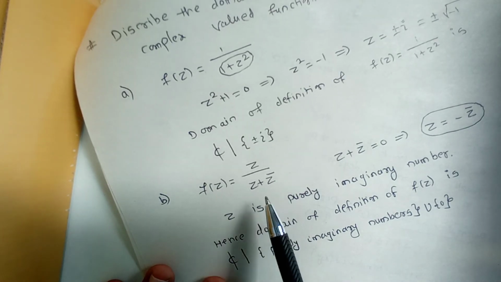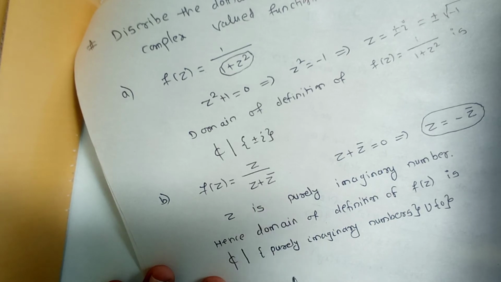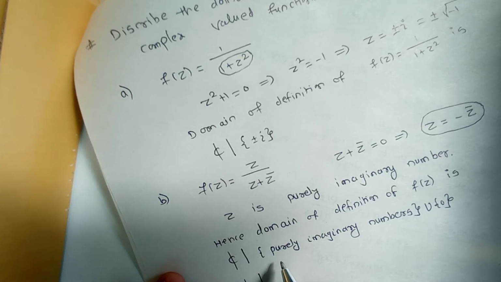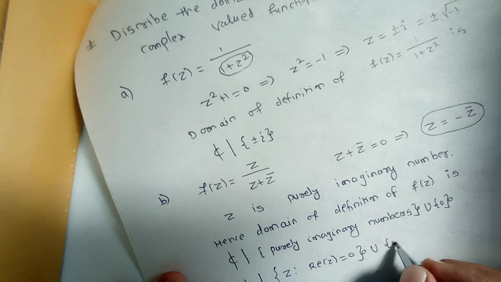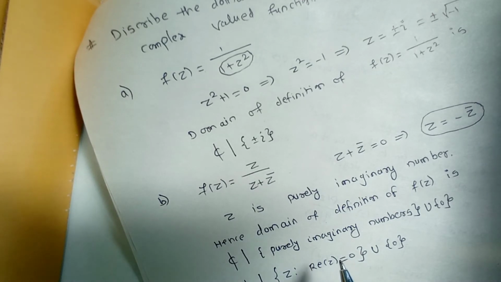Therefore, the domain of definition of f of z is equal to z divided by z plus z bar is C minus the set of all complex numbers such that the real part of z is equal to 0, union 0. So this is the domain of definition of the given function. Now the next example.